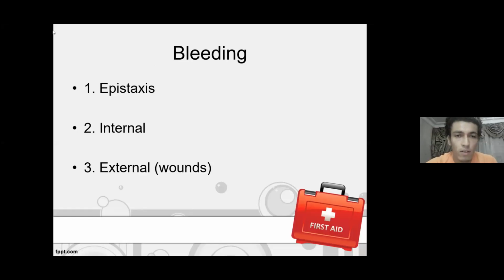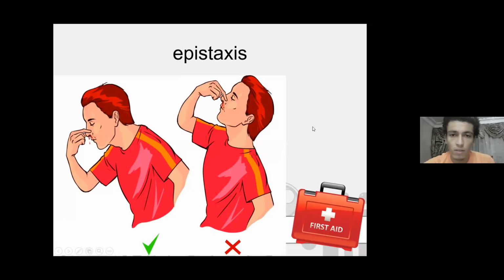Okay, so let's go to the bleeding. The first one is epistaxis. Epistaxis means release of blood from the nose. Then there's internal bleeding and external bleeding, which is cuts or wounds. So let's go through it.